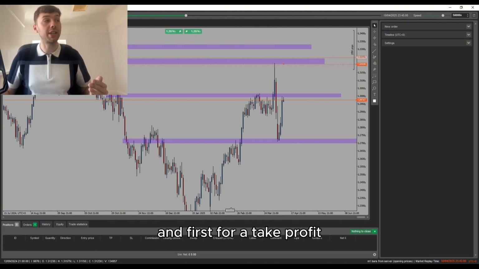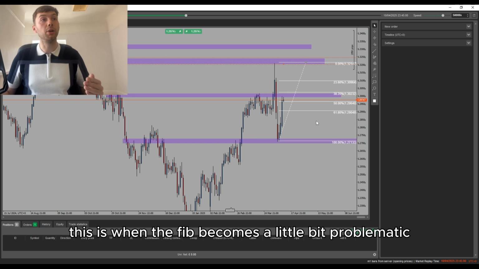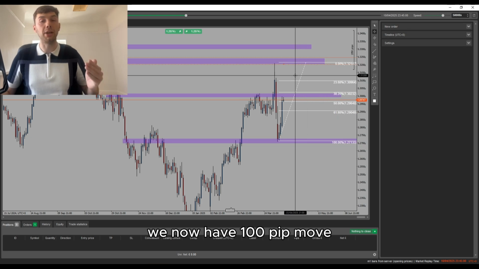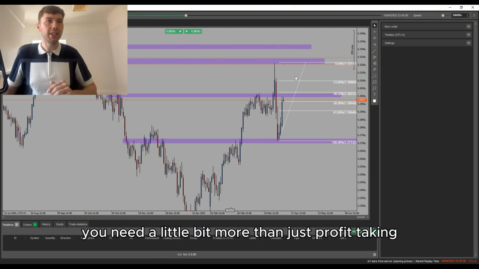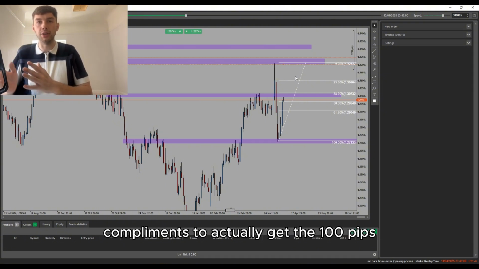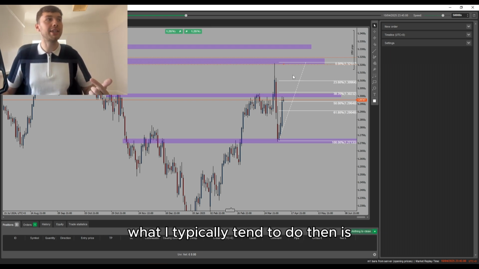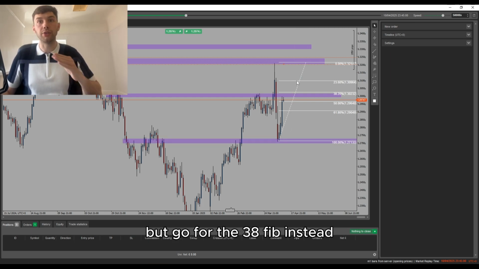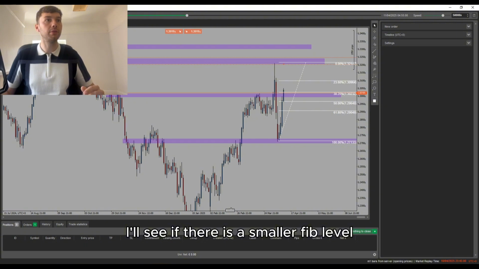And first, for a take profit, I'll see what happens, because if this is the Fibonacci level, this is when the fib becomes a little bit problematic, because if it gets to that level, we now have a 100 pip move, which typically is just a little bit too much for profit taking. You need a little bit more than just profit taking confluence to actually get the 100 pips, in my opinion. So what I typically tend to do then is I'll go for a smaller Fibonacci level, the 38 fib instead. So when we get nearer to it, I'll see if there is a smaller fib level.